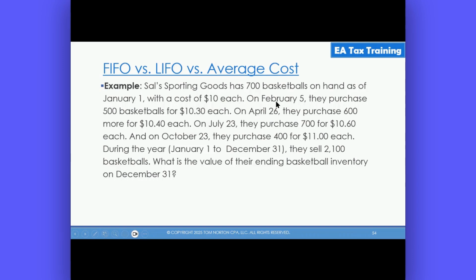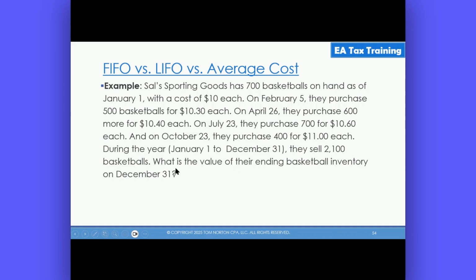And then I'm not going to read all this to you, but you can see here throughout the year, they are going to purchase more and more basketballs at various times. Each time they purchase them, this is an inflationary environment. So each time the cost is going to be a little bit more than it was last time. During the year, January 1st to December 31st, they sell 2,100 basketballs. So the question is, what is the value of their ending basketball inventory on December 31st?